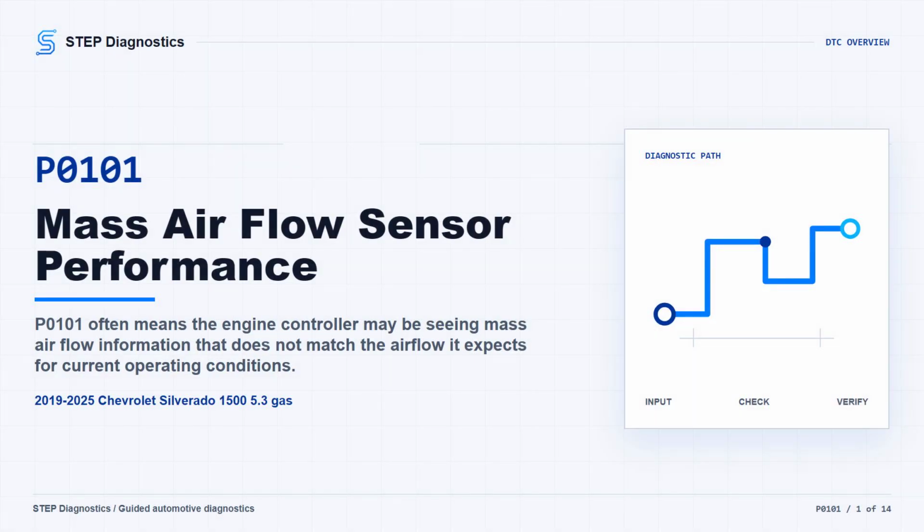On this 2019 to 2025 Chevrolet Silverado 1500 with the 5.3 gas engine, P0101 is a mass airflow sensor performance code. In plain language, the engine controller may be seeing measured airflow that does not line up with the airflow it expects. The truck may have a check engine light, may idle rough, may hesitate, or may feel down on power.